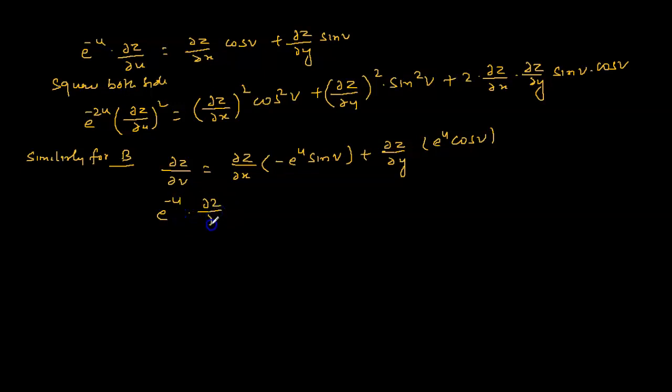So this is e power of u outside here, so e power minus u. del z by del b is equal to, we can write it here without this e power of minus u, so del z by del x into minus sine of b plus del z by del y into cos of b. So this one you can square on both sides.